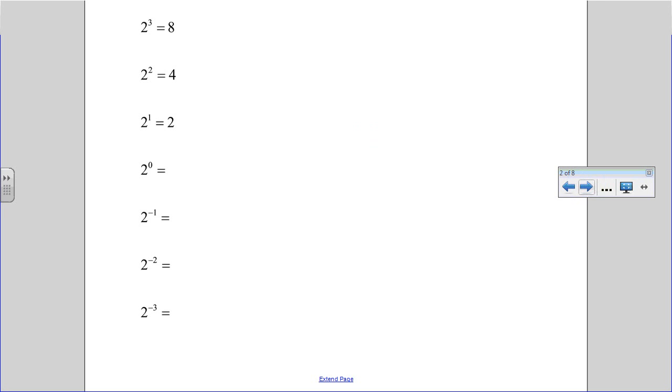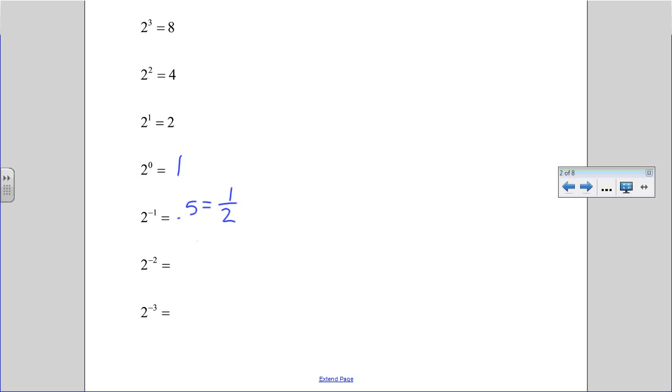So if we take a look, you had 2 to the third equals 8, 2 to the second equals 4, 2 to the first equals 2. You already had that on your paper. So what was 2 to the 0? 1. What was 2 to the negative 1? 0.5. I told you you had to turn it into a fraction. So what is 0.5 as a fraction? 1/2. So our first negative exponent didn't give us a negative number. It gave us a fraction.